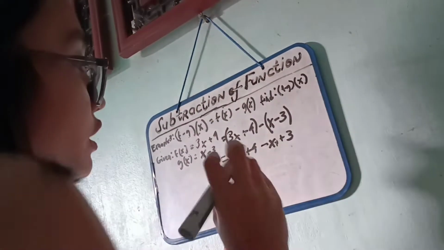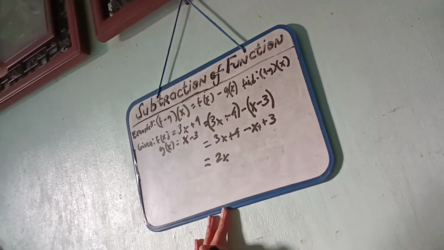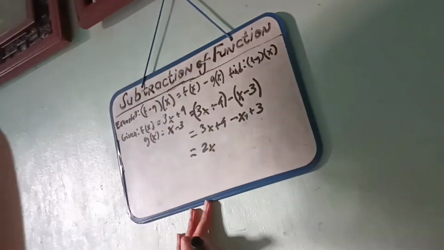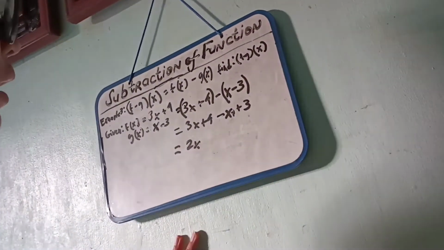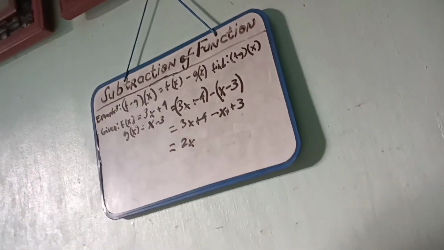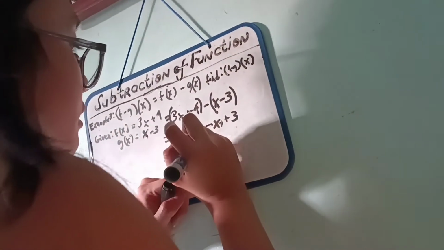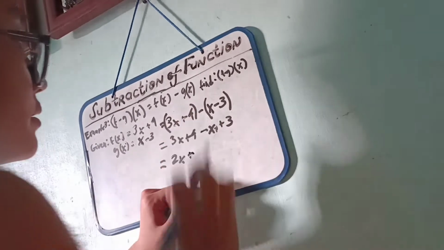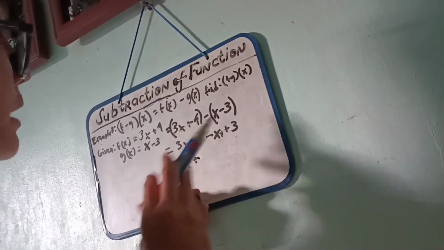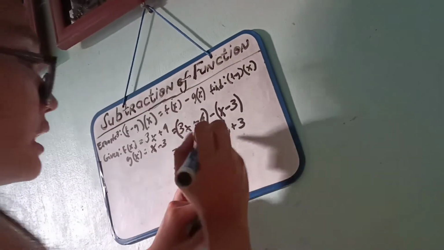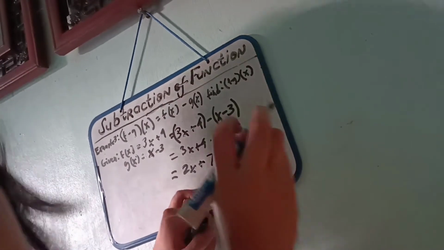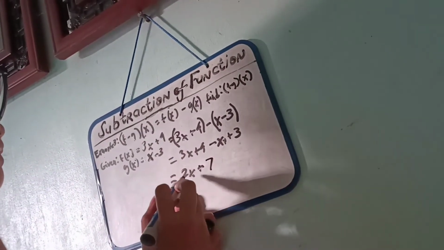Next step is ito. 4 minus, positive 4 minus positive 3. Same lang sign. So, all I have to do is add 4 plus 3, that would be 7. So here is our final answer.